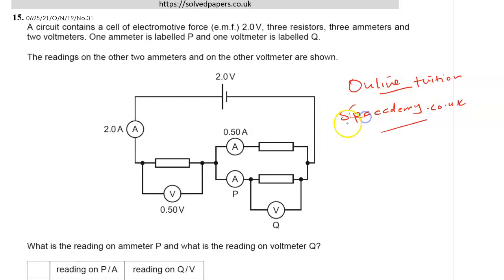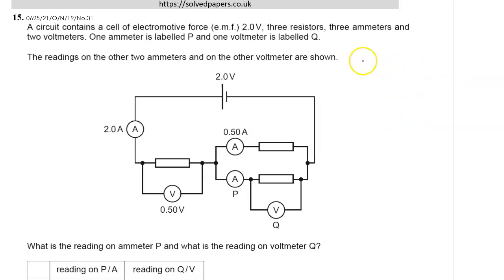Let's go to number 15. Number 15 is from variant 2.1 of October 2019. This is number 31. A circuit contains a cell of electromotive force 2 volts, 3 resistors, 3 ammeters, and 2 voltmeters. One ammeter is labeled P, this one here, and one voltmeter is labeled Q, this one here.